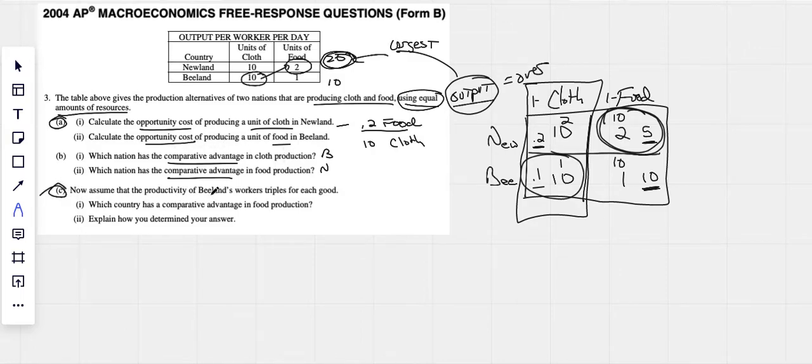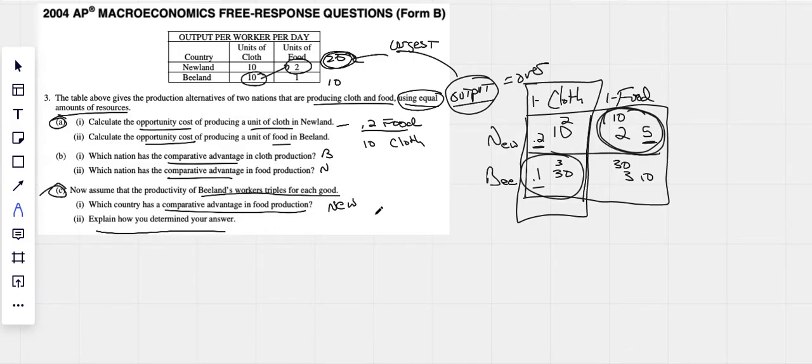C, now assume the productivity of Beeland workers triple for each good. I tend to think what we know is that anytime just 1 triples, the opportunity cost is not going to change. But let's do it and see if we can. All right. Because the numbers are changing at the same rate. Anyway, let's just do it. Beeland now would do 30 and 3. Obviously, it's over again. 3, 30. What do we get? 10 and 0.1. So nothing changes there. Which country has a comparative advantage in food? It would still be Newland because there's no change there.